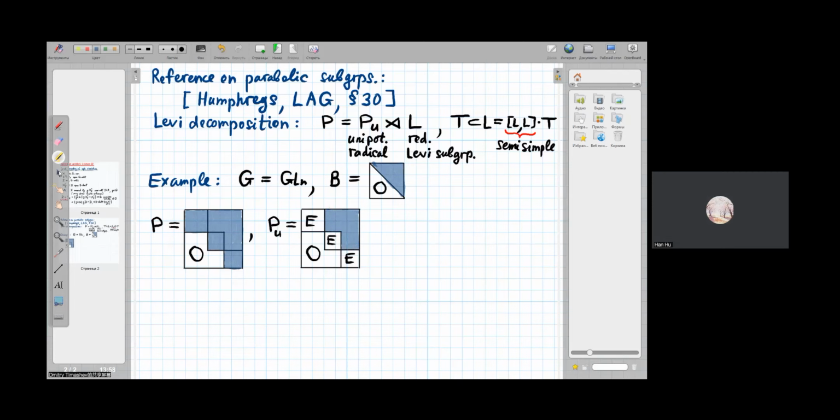And the Levi subgroup, as you guess, is something complementary to the unipotent radical. So we get the following. The Levi subgroup, let me put it here.